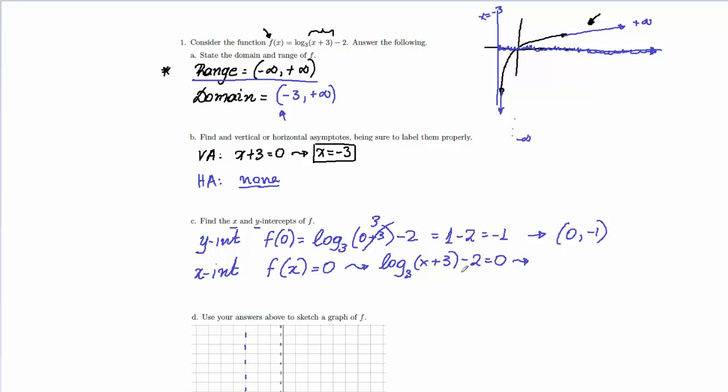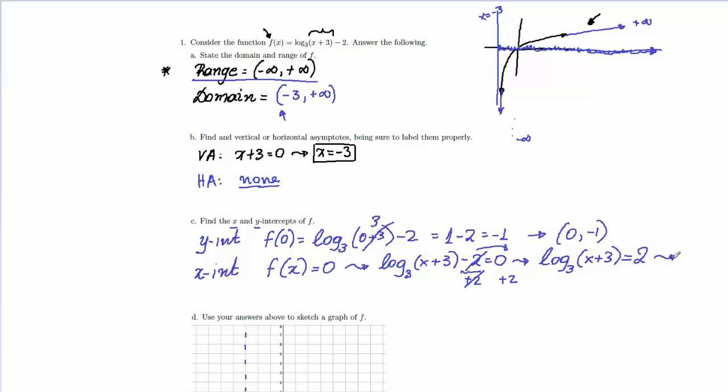So I'm going to pass the -2 to the other side of the equation, and I do that by adding +2 on both sides. +2 here and +2 here. This will cancel the -2 with a +2, and I will end up having log with base 3 of (x plus 3) equals 2. Now, I have an equation where one side has a log and the other side is a number. How do I solve this equation?